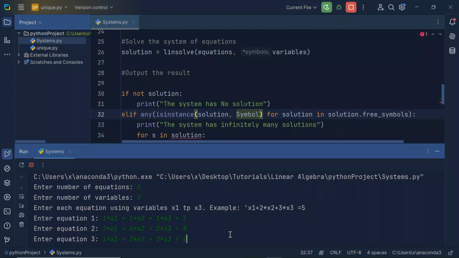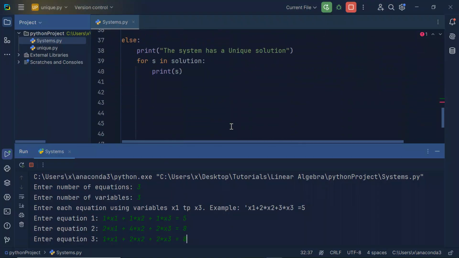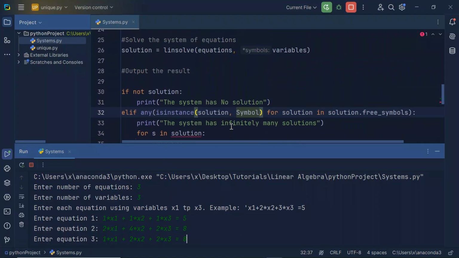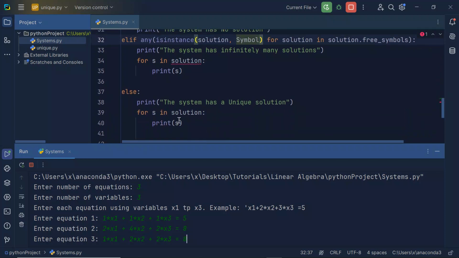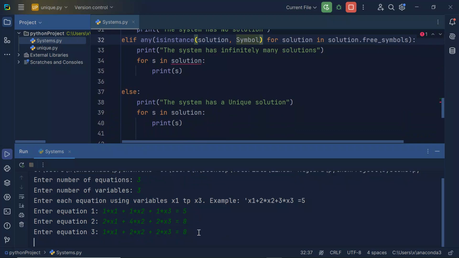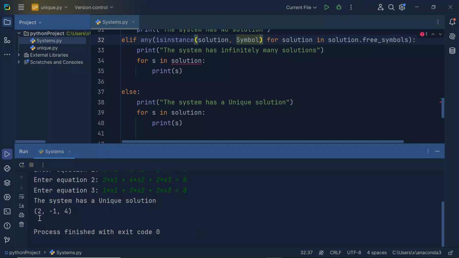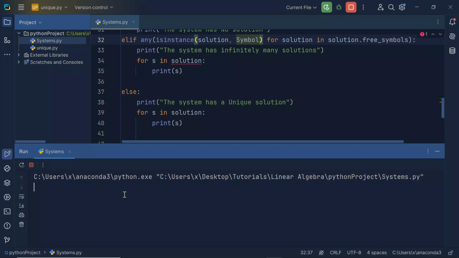So when it runs, I've solved this already, it should give us a system with a unique solution. So we should see that the system has a unique solution, and the solution will be printed. Let me hit enter. Boom, we have our solution. The system has a unique solution, and this is the solution: 2, -1, 4. That means x1 is 2, x2 is -1, and x3 is 4. Perfect.